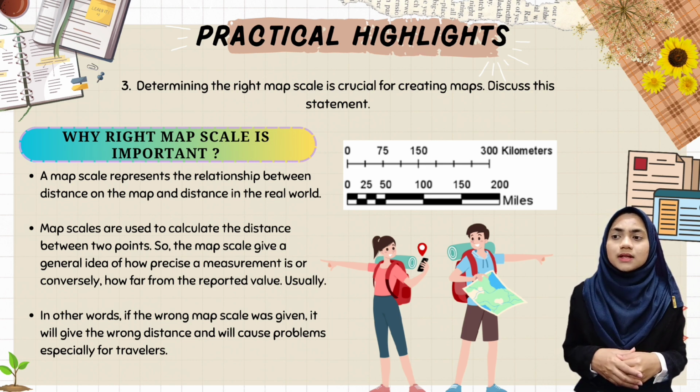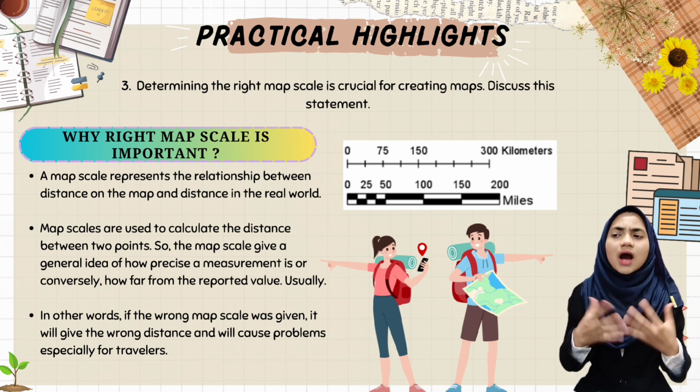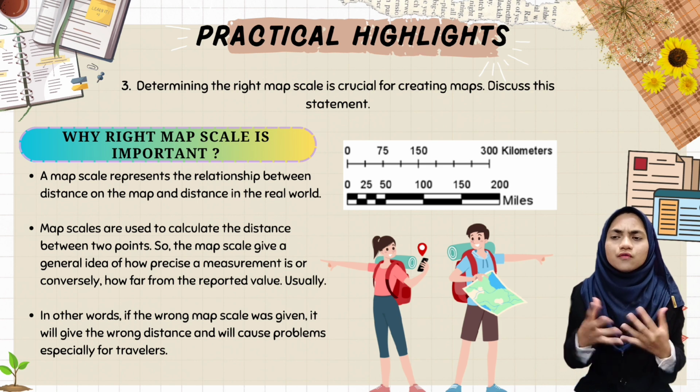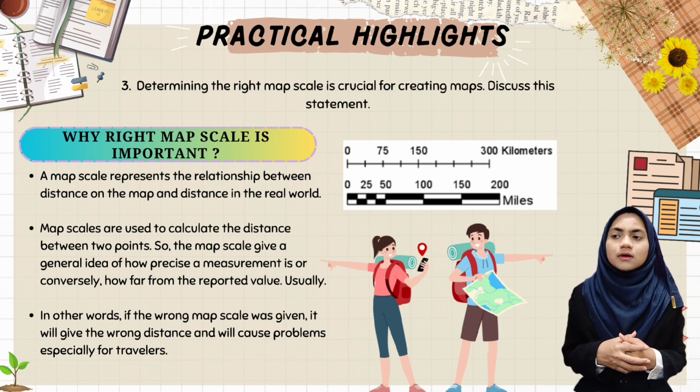So, the map scale gives a general idea of how precise a measurement is, or conversely, how far from the reported value. In other words, if the wrong map scale is given, it will give the wrong distance and will cause problems, especially for travelers.